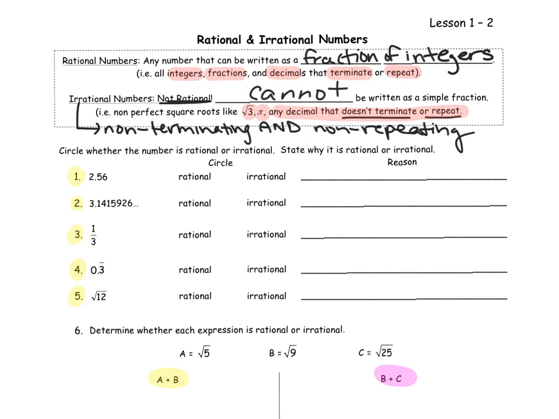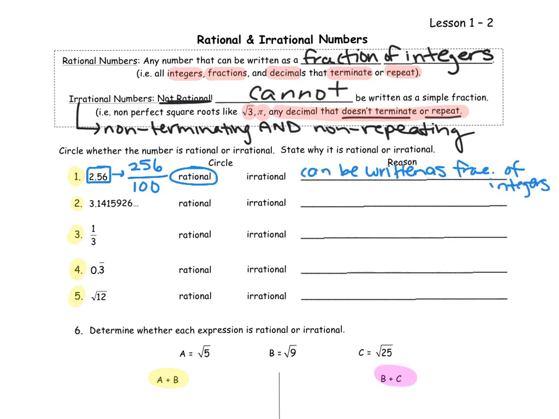So if I have a number 2.56, well, the number 2.56, is it repeating? No. Does it go on forever? No. So this is something that's rational. I could actually write this if I wanted to. If I went to math frac in my calculator, so if I clicked math, frac, enter, if I typed this number in, I could actually write this as a fraction of integers. So this is rational. It can be written as a fraction of integers.